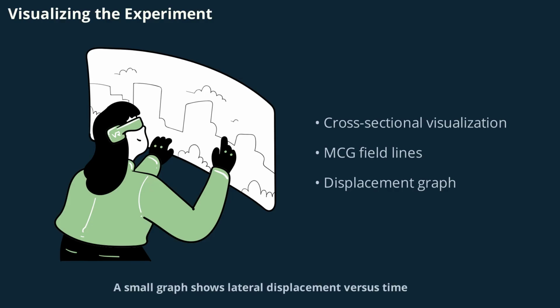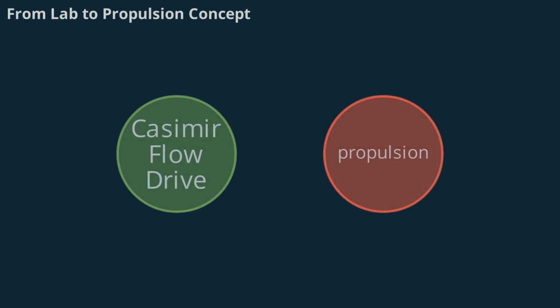A small graph shows lateral displacement versus time, highlighting a faint sinusoidal component at the modulation frequency. This visual brings the abstract theory to life. We can modulate the vacuum field in the lab. Could we scale this up for propulsion?